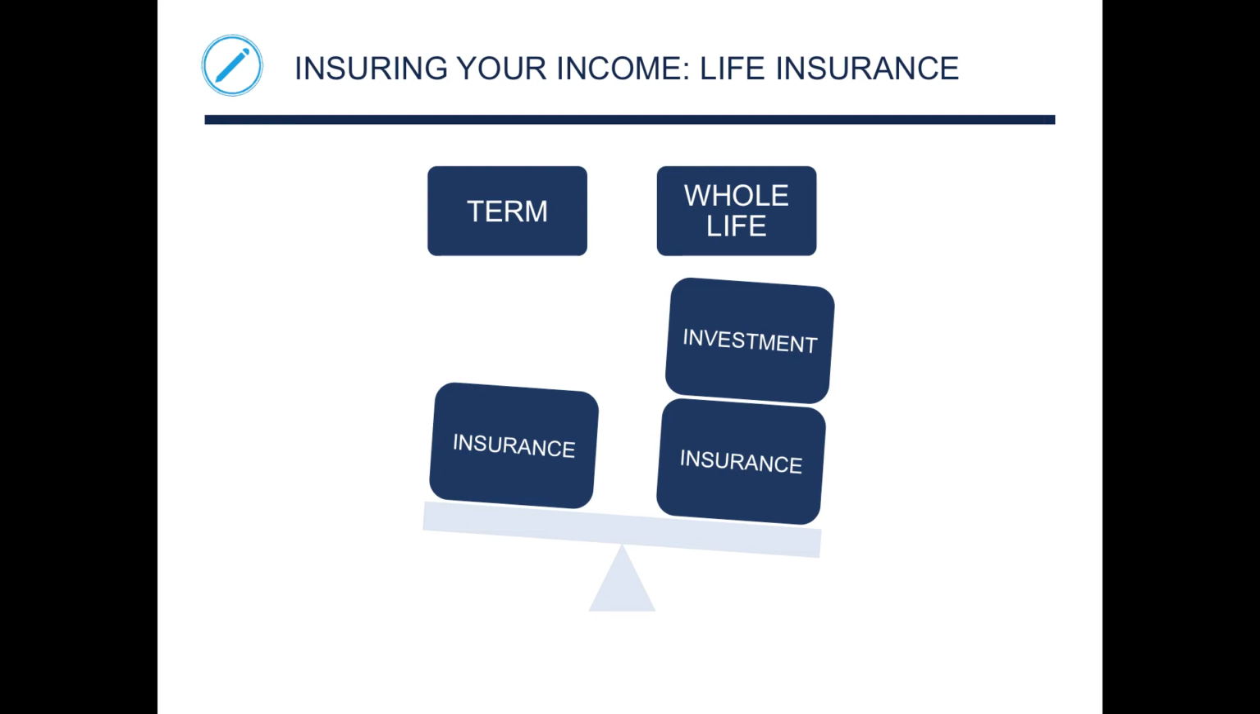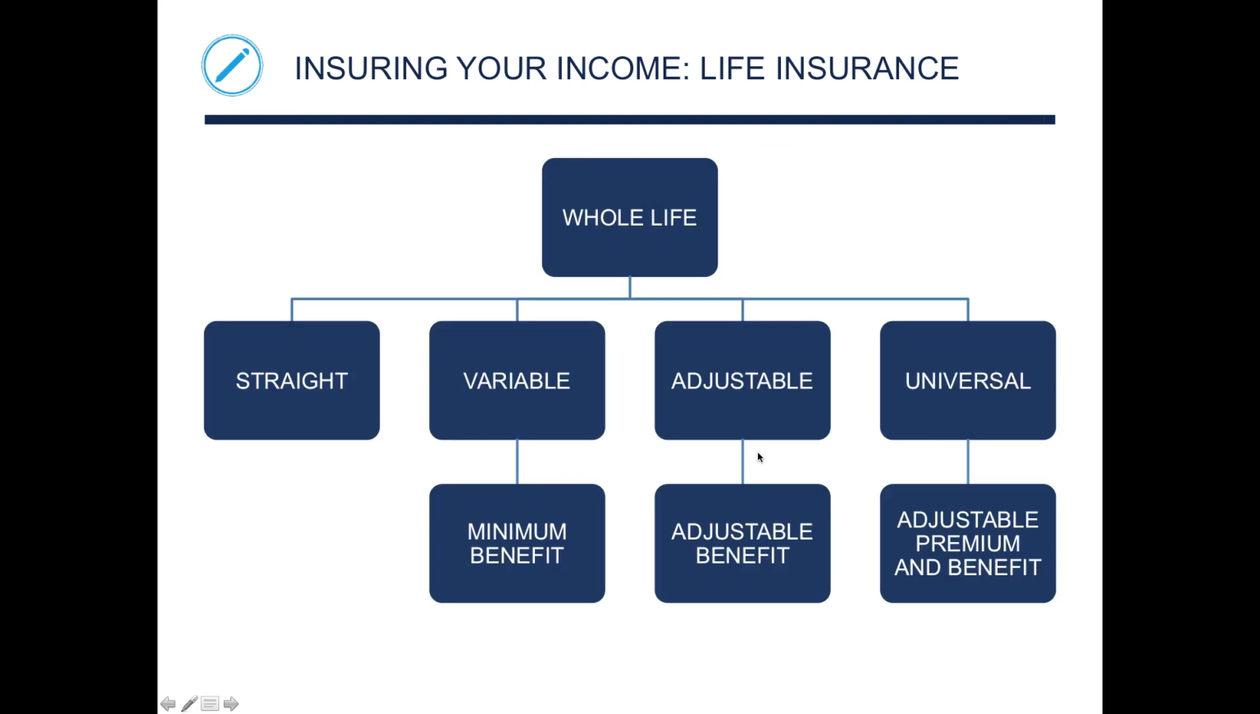So you have term and whole life insurance. Term is considered an insurance, and then whole life, which is an investment and an insurance. With whole life insurance, you have straight, variable, adjustable, universal. Variable has minimum benefit, adjustable has adjustable benefit, and the universal has adjustable premium and benefit.